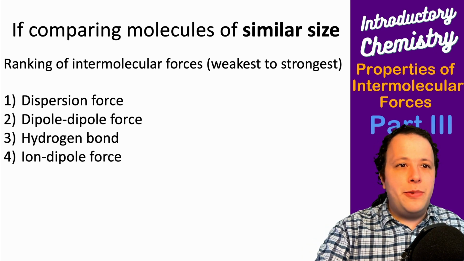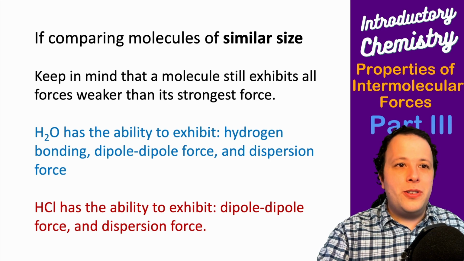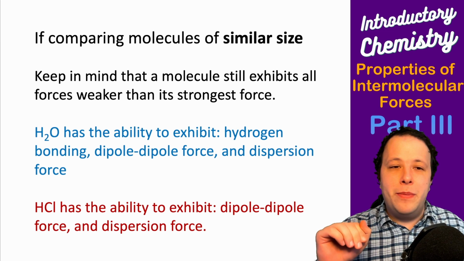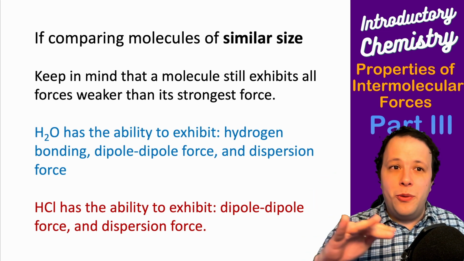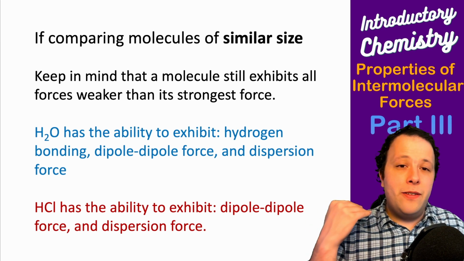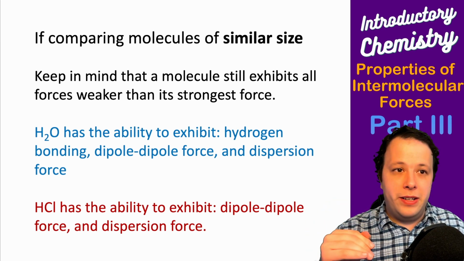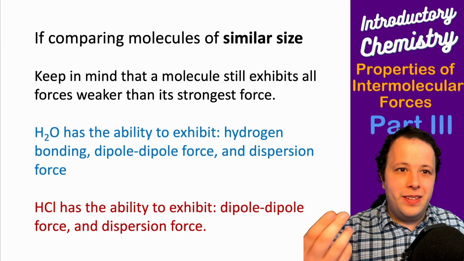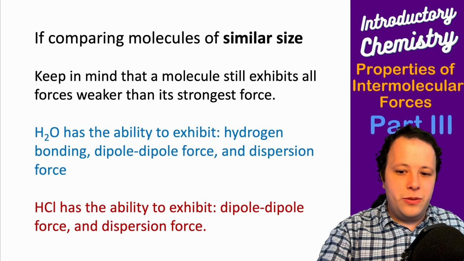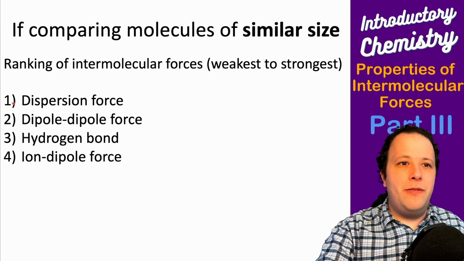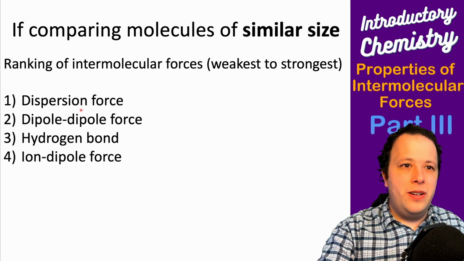So, what do I mean by this? When we're trying to understand the different sizes, we have to keep in mind that all forces are most likely possible here. Let's say I have water. It can do hydrogen bonding, but it can also technically do dipole-dipole and dispersion. HCl can do dipole-dipole and dispersion. So to go back for a second, water can do 3, 2, and 1, and HCl can do 2 and 1.